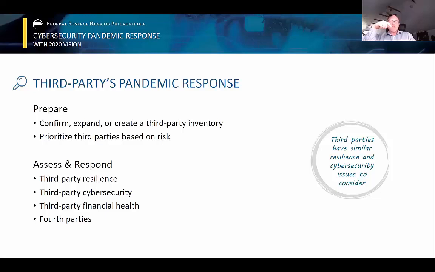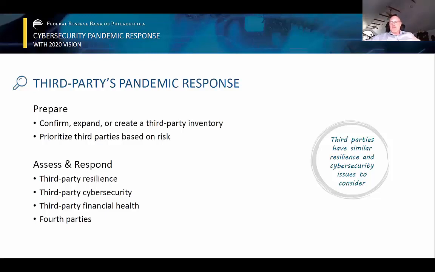And now consider that your third parties and their third parties and so on have all had similar impacts to their organizations, right? So what have they been doing to make sure that they are still secure and operating within acceptable risk? So to prepare here, if you don't have a third-party inventory, I highly recommend you get one. I would confirm, expand, or again, create that third-party inventory. You want to make sure that it's got actionable information in there to help you respond to situations like this.